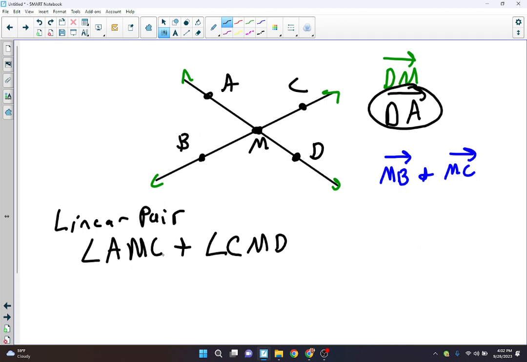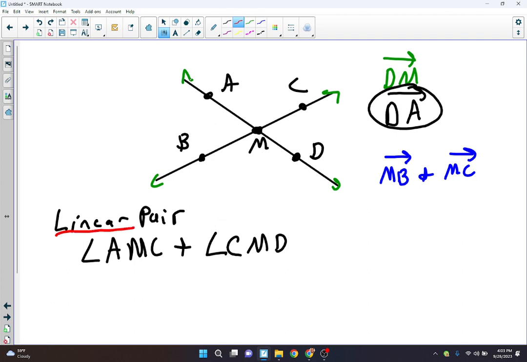What about D? Where's B in the situation? I don't need B because I was talking about these two. I could say angle AMB and BMD. I could do that one. I could do BMD, DMC. There's a bunch of them. There's 4 pairs. This forms a linear pair or straight line.